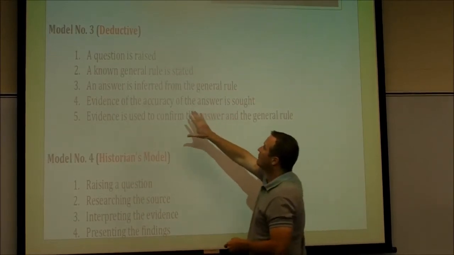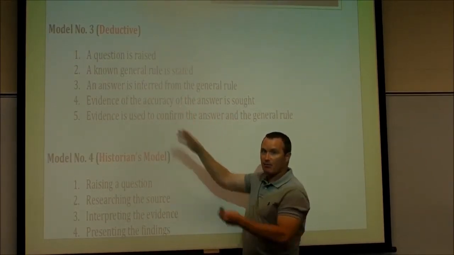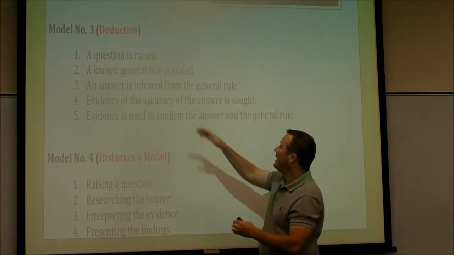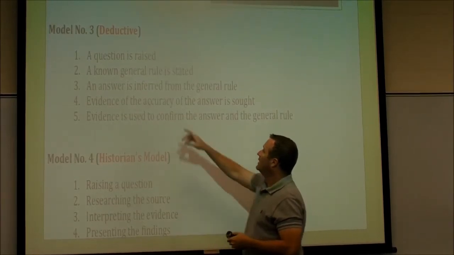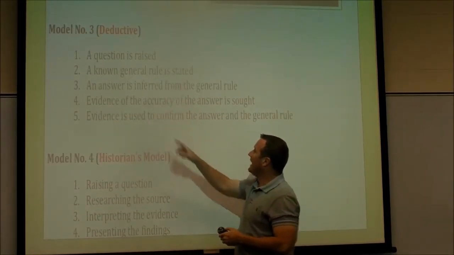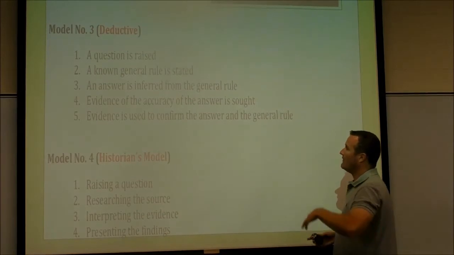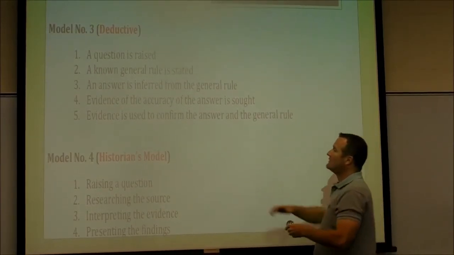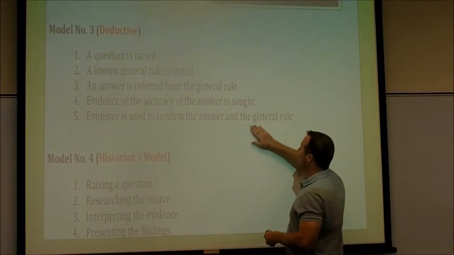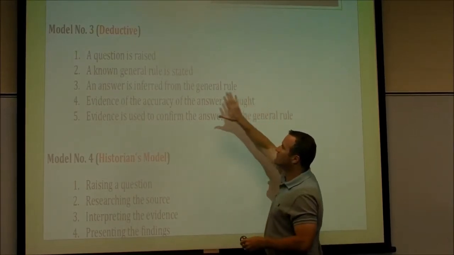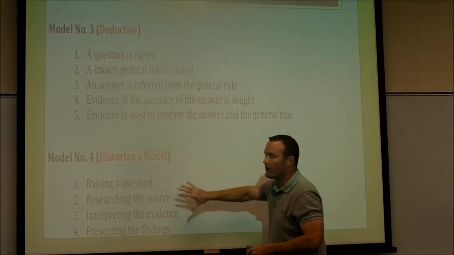Model number 3 is deductive, so we're going to go from a different standpoint. Remember, we're flipping the way this is done. The question is raised, a known general rule is stated, the answer is inferred from the general rule, evidence is sought, and evidence is used to confirm the answer and general rule. So if you just follow these steps, these will work in different ways.